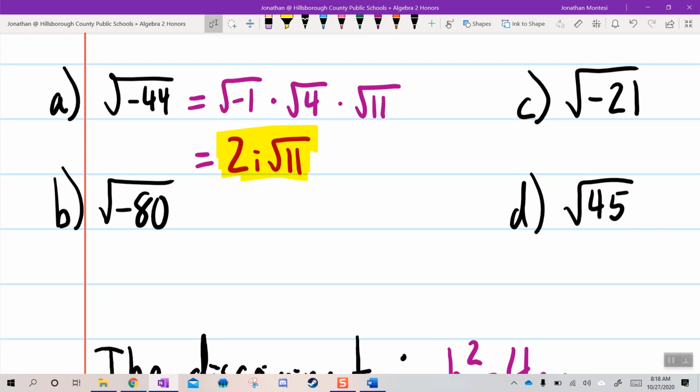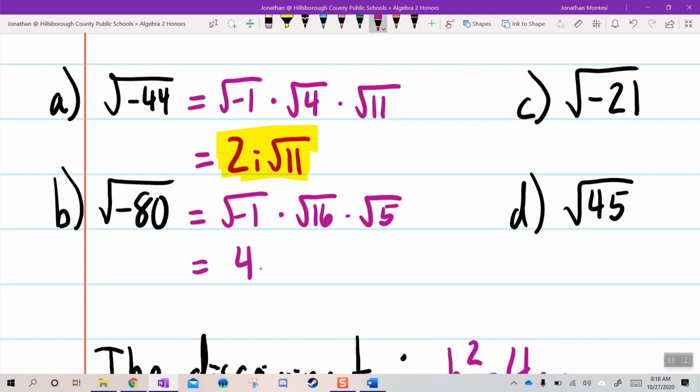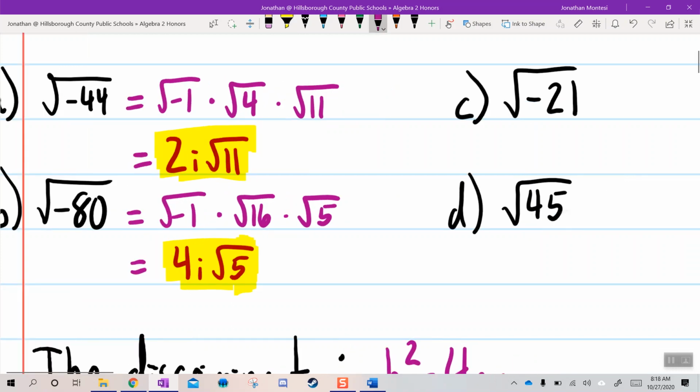Let's keep that going. -80, the highest perfect square that divides into it. While 4 does divide into it, that becomes 4 and 20, and 20 can be simplified further. The highest perfect square that can divide into 80, pull out my -1, is 16, leaving behind a remainder of 5. So my answer becomes 4i root 5. The root of 16 became 4, the root of -1 becomes i, and the 5 stays inside.